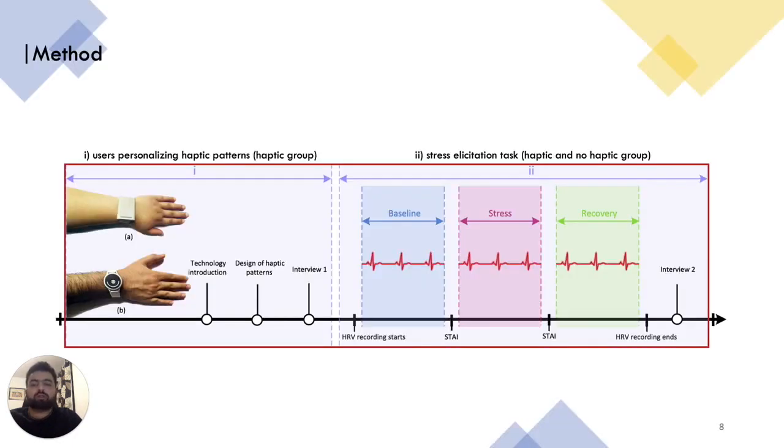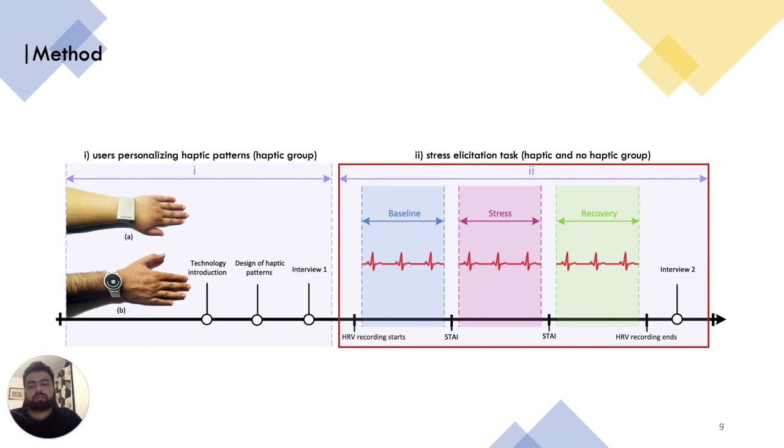We report an exploratory study with 23 participants who were assigned to one of two groups. One group created either vibrotactile or thermal patterns for affect regulation and subsequently received these personalized patterns on the wrist through the use of haptic actuators during a stressor task. The other group did not create or receive any haptic patterns but went through the same stressor task.